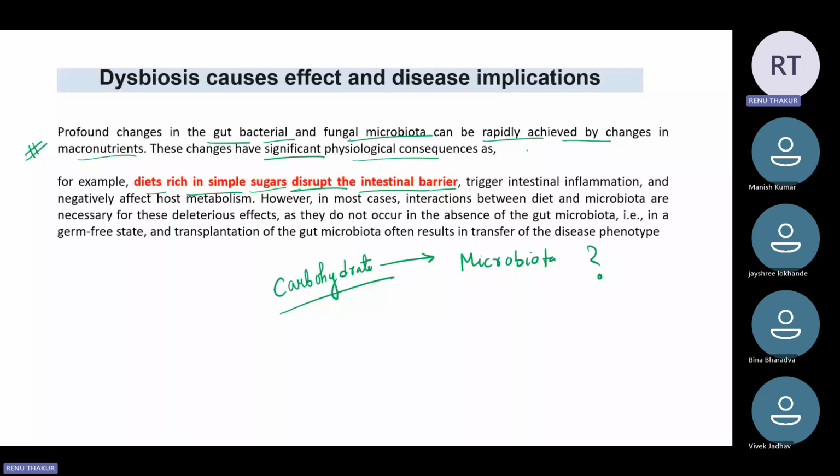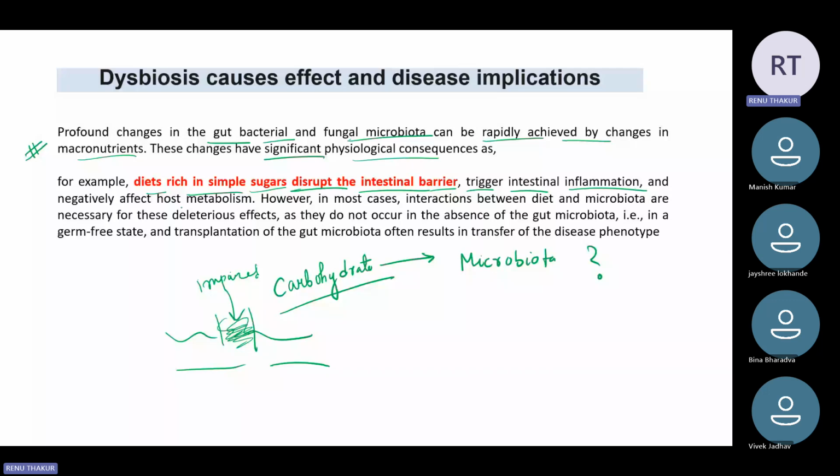Then it will also trigger, if our intestines are disrupted, the leaky gut concept, where the barrier is altered, impaired, or disrupted. So what will disruption do? The release of inflammatory mediators into the bloodstream. So it will trigger intestinal inflammation. And if intestinal inflammation occurs, it will negatively affect the host metabolism.